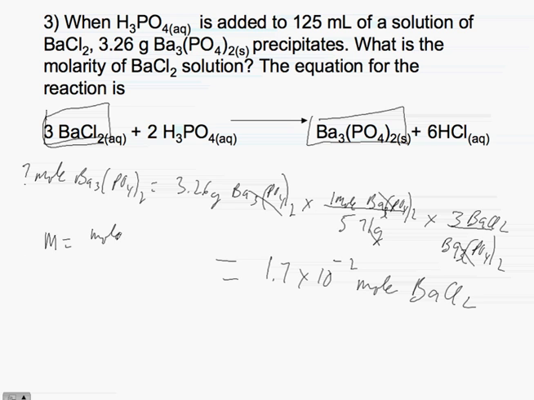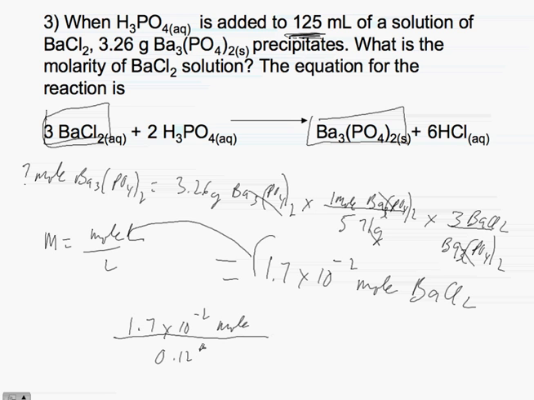Molarity is equal to moles per liter. My moles can go there. And I know the volume of barium chloride I have, which is 125 milliliters. Simply convert that into liters. So I would have 1.7 times 10 to the minus 2 moles divided by 0.125 liters of BaCl2, which would give me an answer of 0.13 molarity of BaCl2. Okay, that's a wrap.